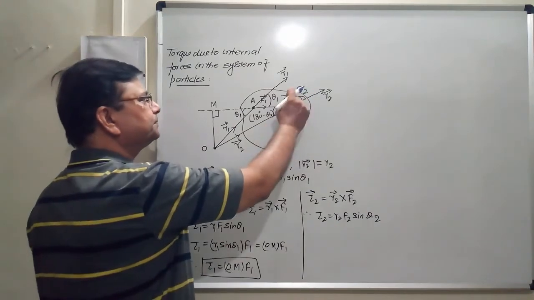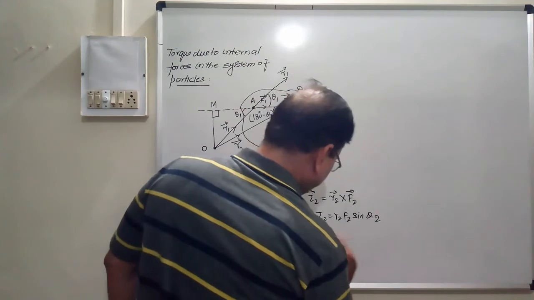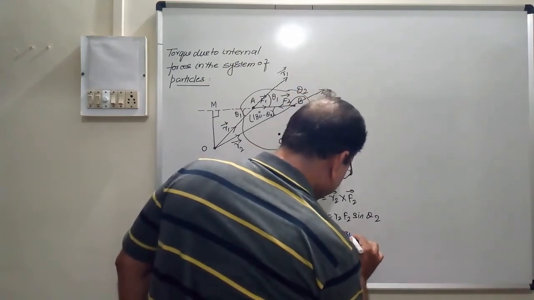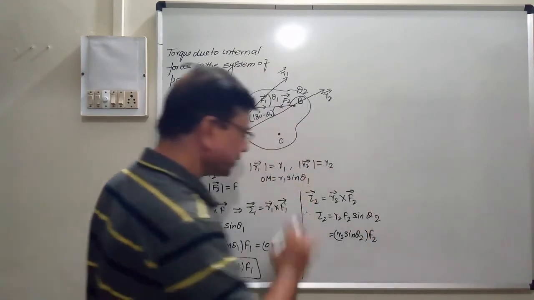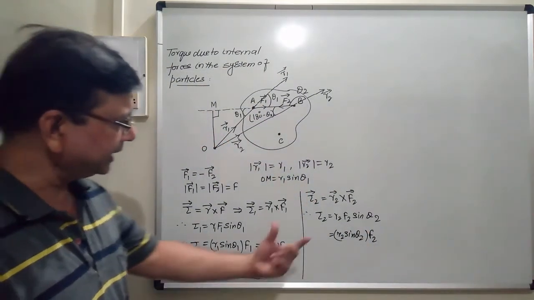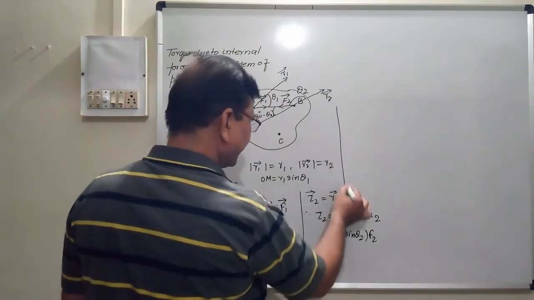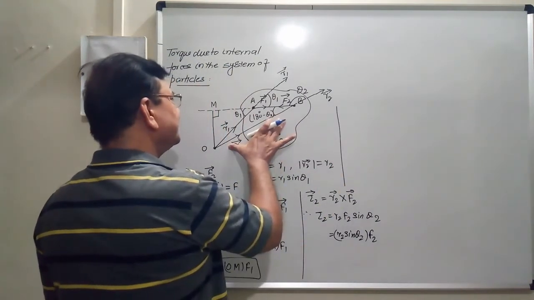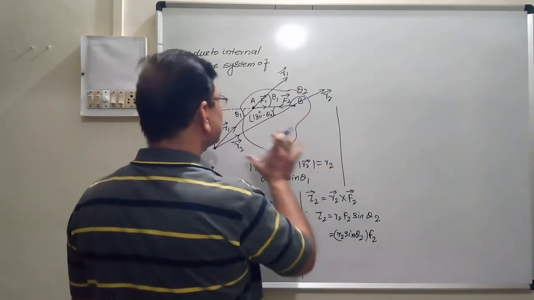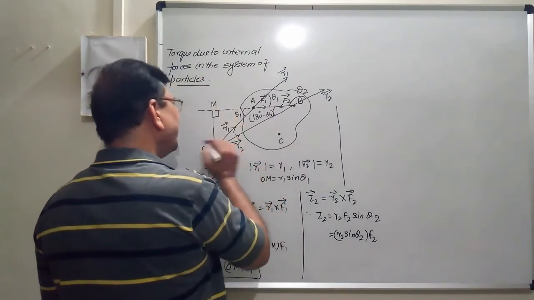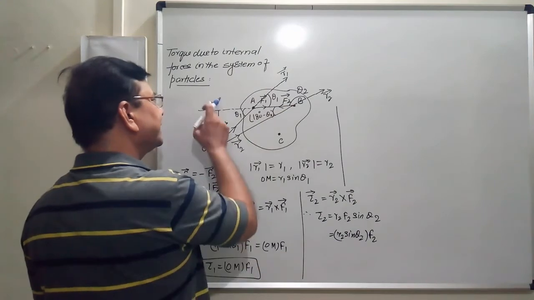Angle between these two. So therefore R2 sine theta 2 into F2, that is tau 2. And what is R2 sine theta 2? We have to find out. See, very important. Magnitude of this OB is R2, R2 is OB, and OM is equal to, we can see in this triangle OMB, this is right angle triangle.